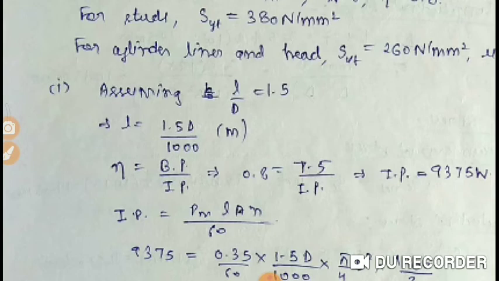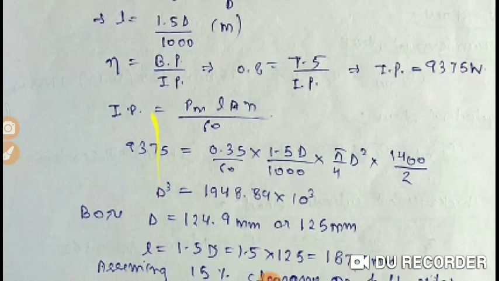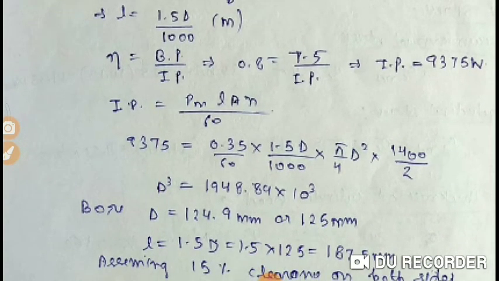Now, you know the formula of indicated power, that is P m L A N divided by 60. Now this is a 4-stroke engine. Put the values: the mean effective pressure is given, so put the value of mean effective pressure.